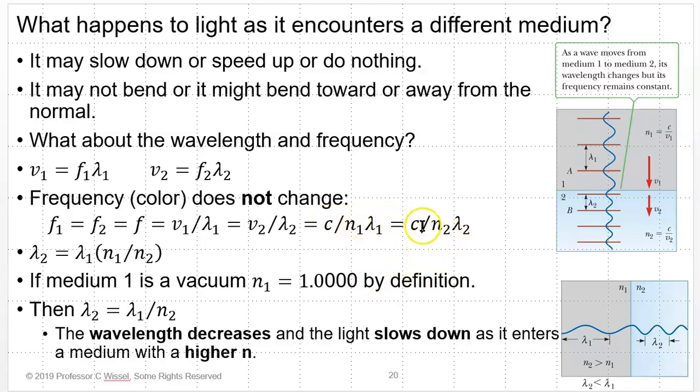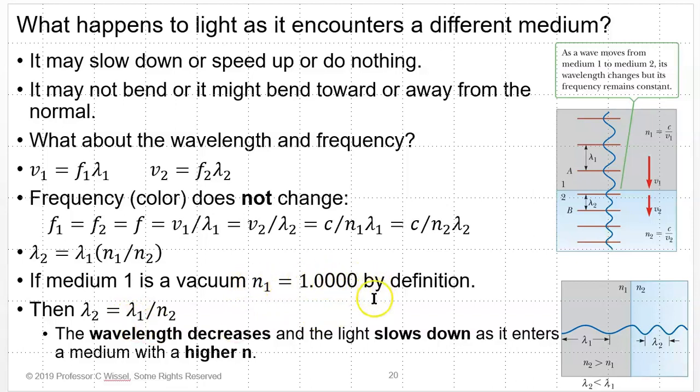We can eliminate the c's, and we can come out with this relationship to get the wavelengths in different media. So lambda 2 will be lambda 1 times the quantity n1 over n2. If the medium is a vacuum, then n1 will be 1 by definition. If you're going from a vacuum into something else, then lambda 2 equals lambda 1 divided by n2. And usually, if it's air, we just assume that it's 1.